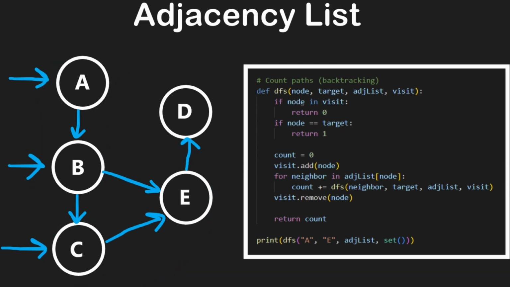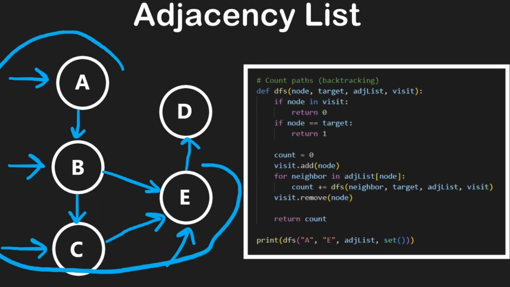So we get to C. This is not visited already, and it's not the target. So we count paths from C to the target, and we add C to the visit hash set, and we go through its list of neighbors. It only has a single neighbor. So then we call DFS on E. Now we are at E. It's not been visited already, but it is the target node. So we return 1 in this case. That means we found this path that leads to E. So we return 1. This is the base case.